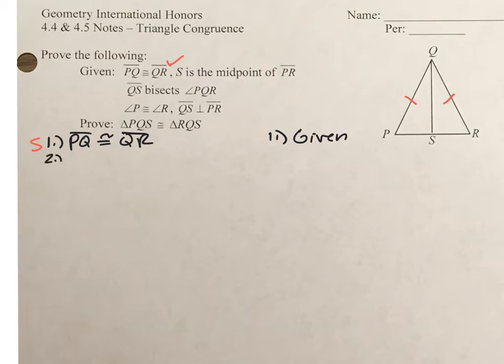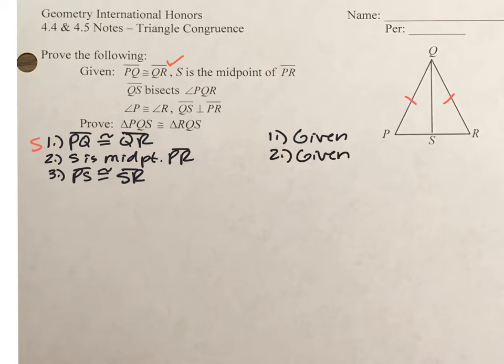So in statement number 2, we're going to say that S is the midpoint of segment PR. Okay. Now, if S is a midpoint, what does that mean? What is the definition of midpoint? A point is a midpoint if and only if it cuts a segment into 2 congruent segments. So that midpoint gives us another pair of congruent segments. So I'm going to say in step 3 that segment PS is congruent to segment SR, okay? And I forgot, my reason number 2 was given, okay?